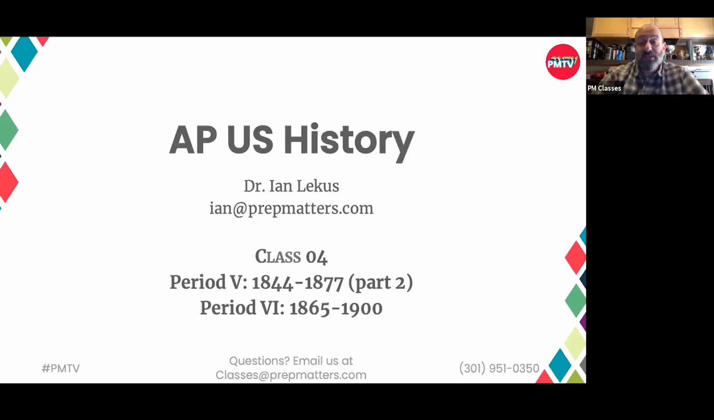Southern white resistance also took extralegal forms, including campaigns of violence and intimidation against freed people. In 1866, former Confederate General Nathan Bedford Forrest founded a social club of Tennessee war veterans, the Ku Klux Klan, which instigated some of the campaigns of violence.